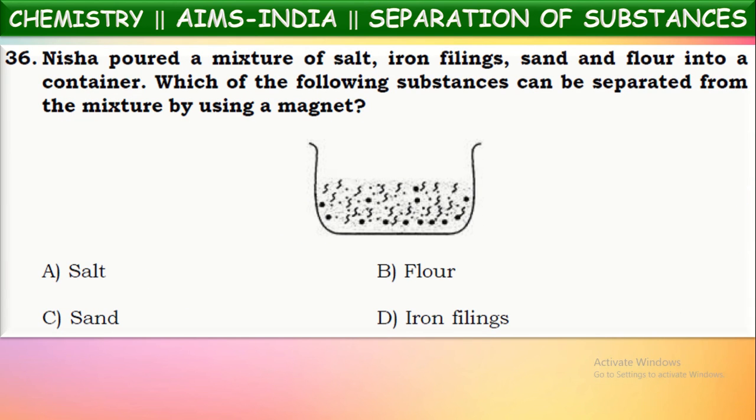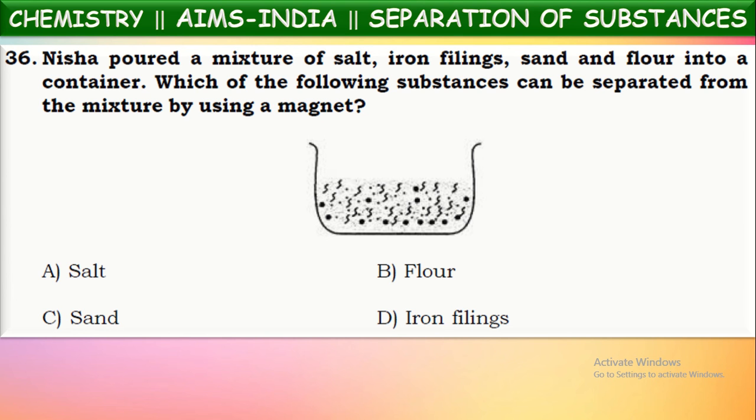One more question given here based upon the diagram. Nisha poured a mixture of salt, iron fillings, sand, and flour into a container. See, so many components are mixed here to form a mixture. Now, which of the following substances can be separated from the mixture by using a magnet? So, four components are mixed by Nisha. Now, out of these four, which component can be separated by using a magnet?